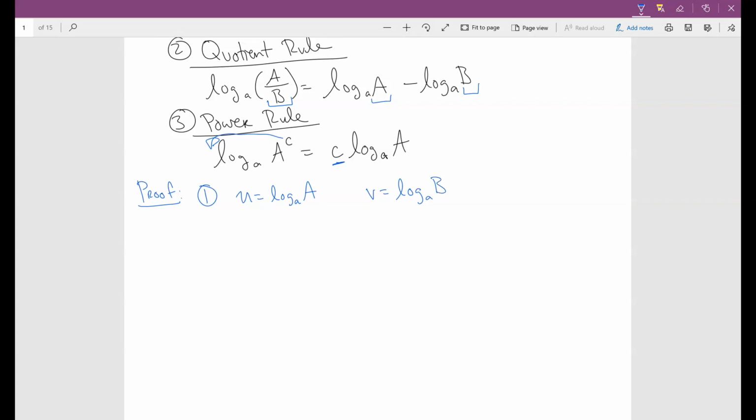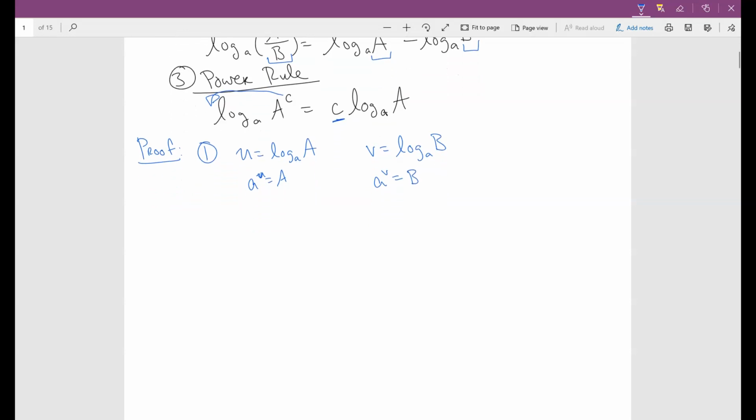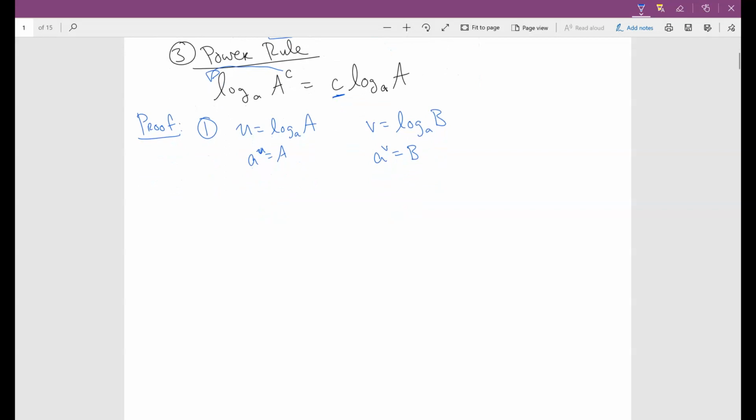If I were to rewrite this in exponential form, like how we did in the previous video, then a to the u equals A. Let me write the u nicer. And then a to the v equals B. That's just using properties, rewriting the logarithmic into exponential. So now I want to figure out what exactly is log base a of AB. I want to know what that is.